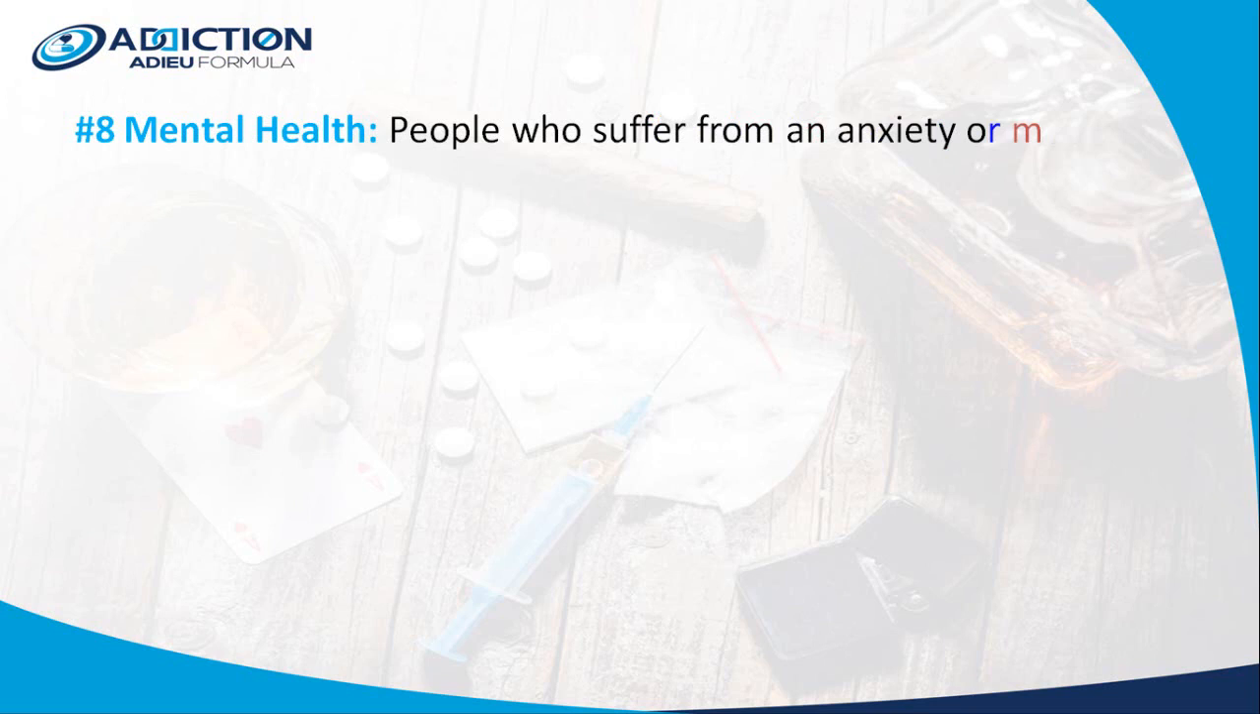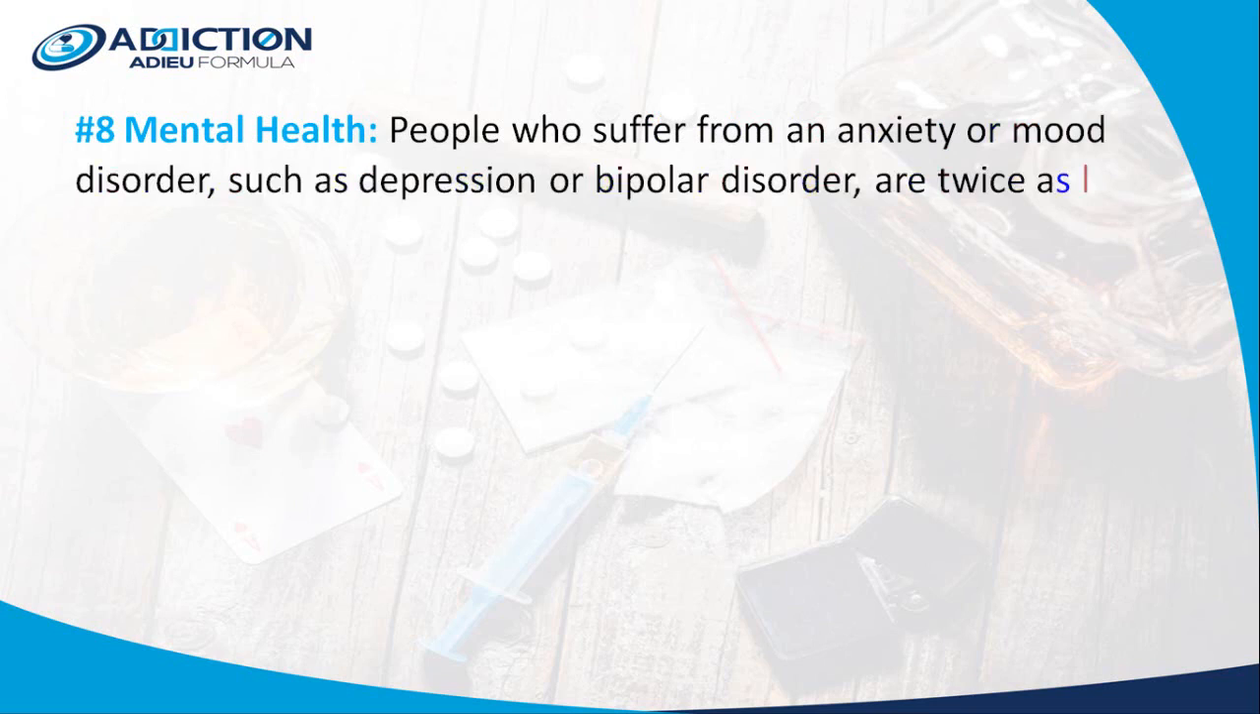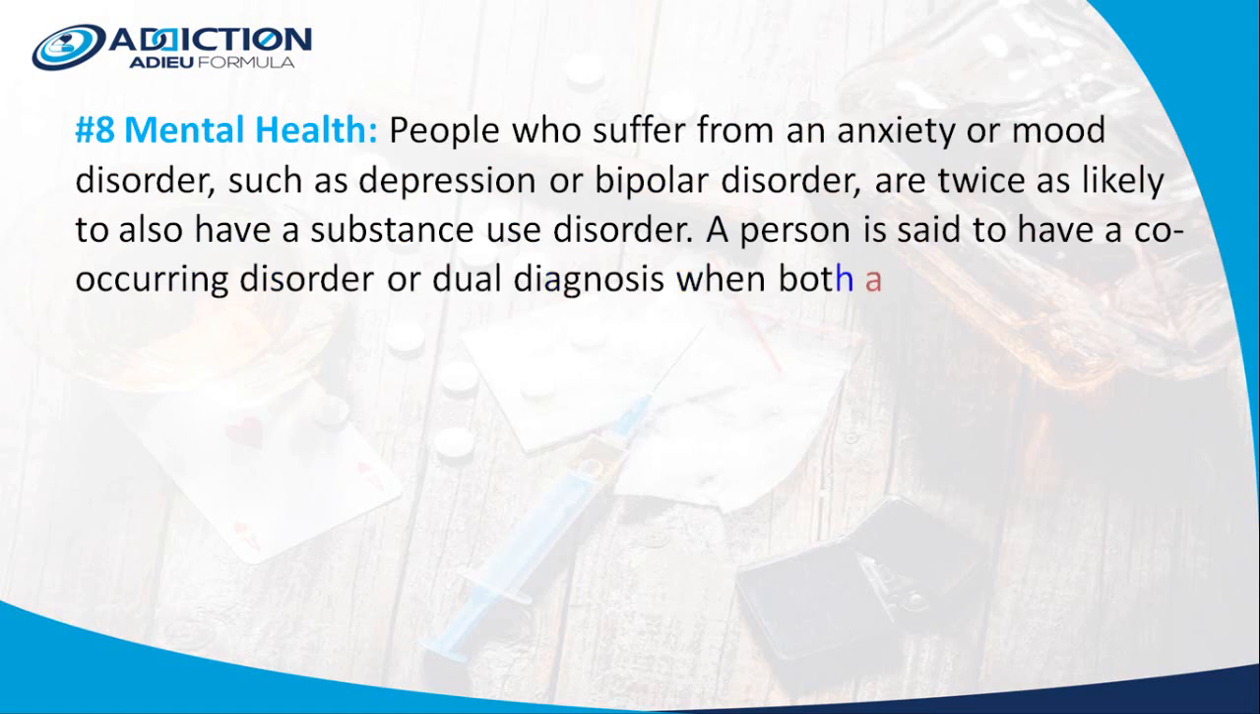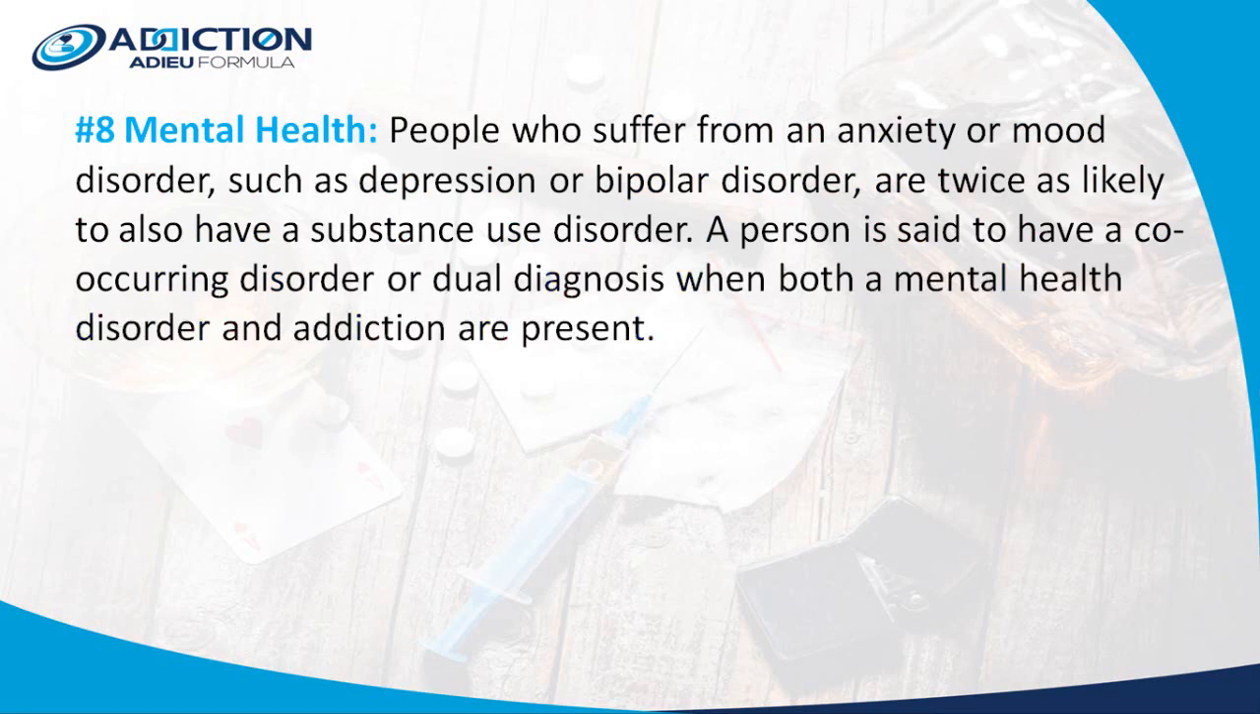Number 8. Mental health. People who suffer from an anxiety or mood disorder such as depression or bipolar disorder are twice as likely to also have a substance use disorder. A person is said to have a co-occurring disorder or dual diagnosis when both a mental health disorder and an addiction are present.